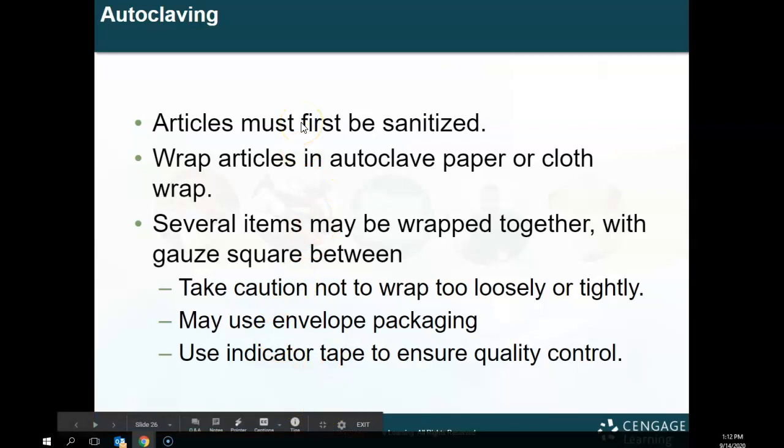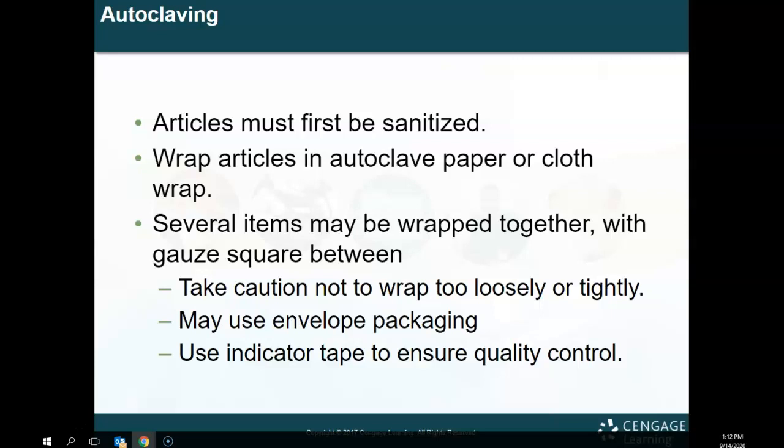Articles must be first sanitized. So then you're going to wrap articles in autoclave paper or cloth wrap. I will show you how to do this. Several items may be wrapped together. You want to be careful, though, that things aren't overlapping and that water doesn't sit in the instruments, because it can cause these instruments to rust.